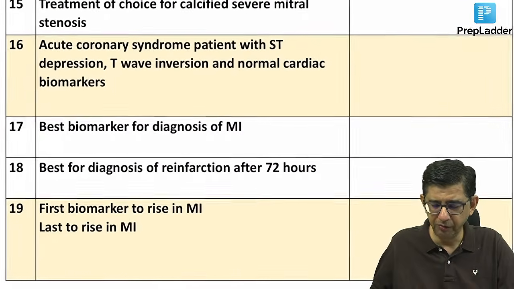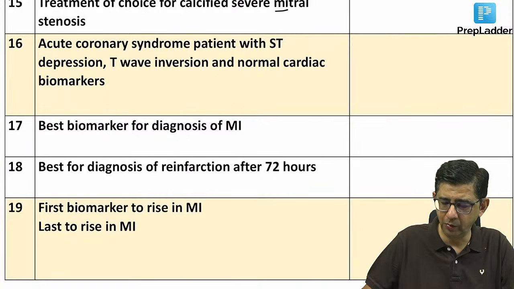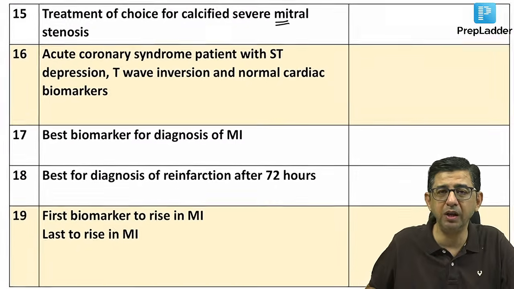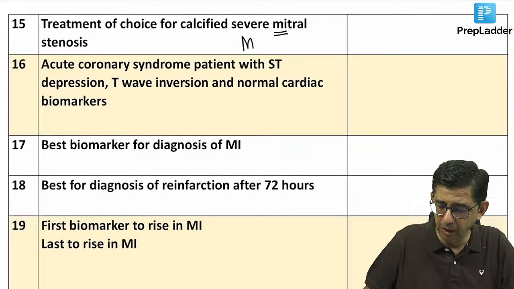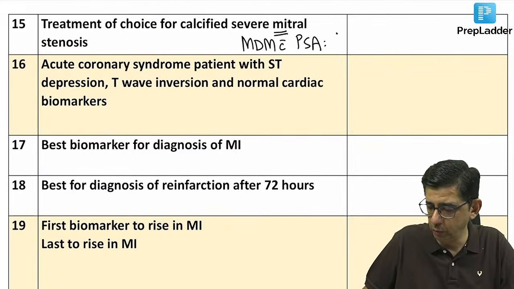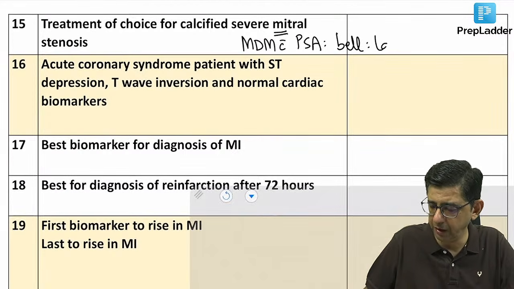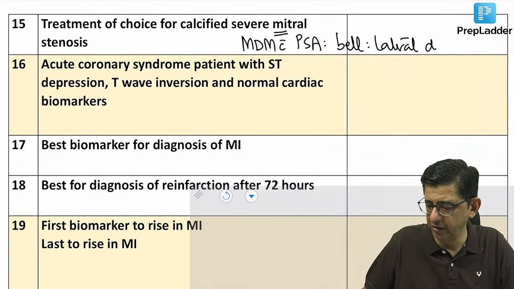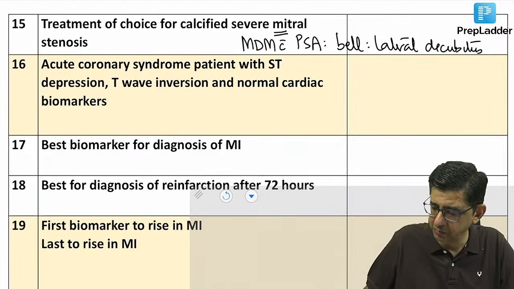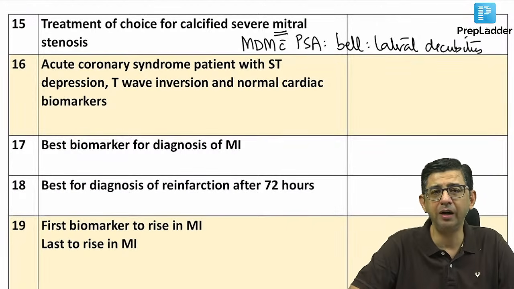What is the treatment for calcified severe mitral stenosis? So mitral stenosis is back in business once again. The murmur that is present here is a mid-diastolic murmur with a pre-systolic accentuation. It is a low pitch murmur, so it is heard with the help of the bell. You need to turn the patient to the left side so that the heart comes closest to the chest wall, and you can hear this murmur in a lateral decubitus position.